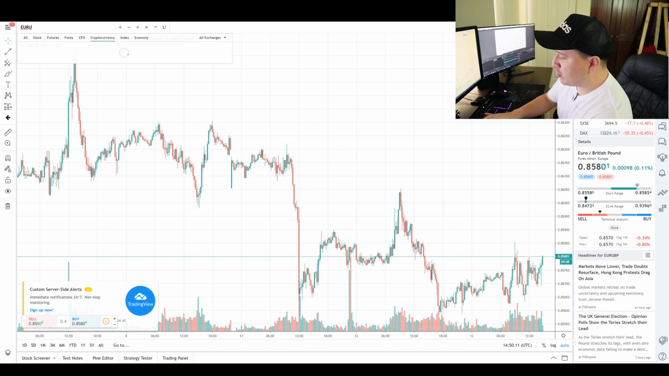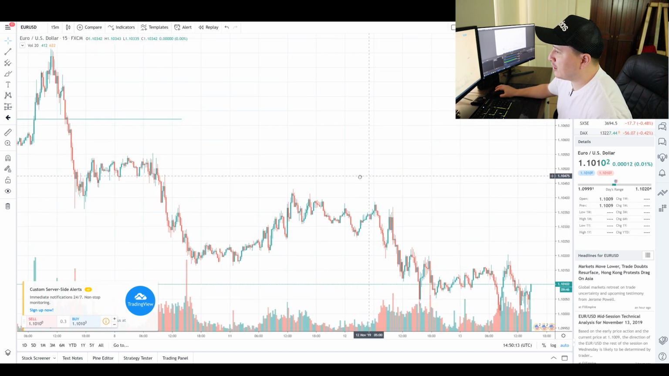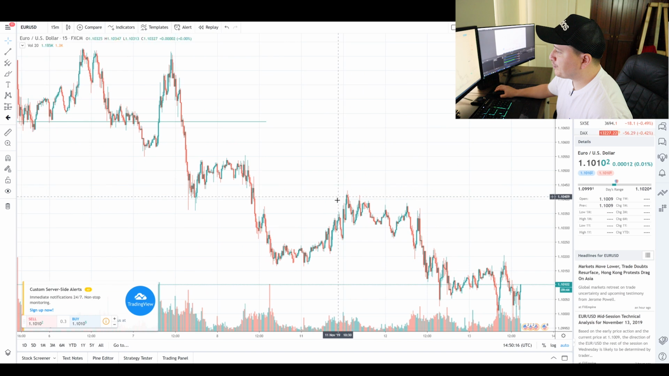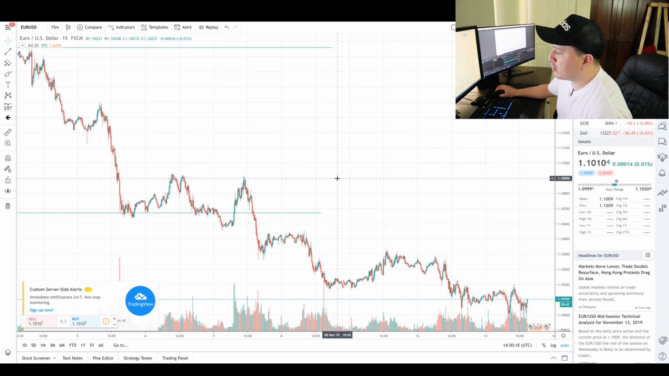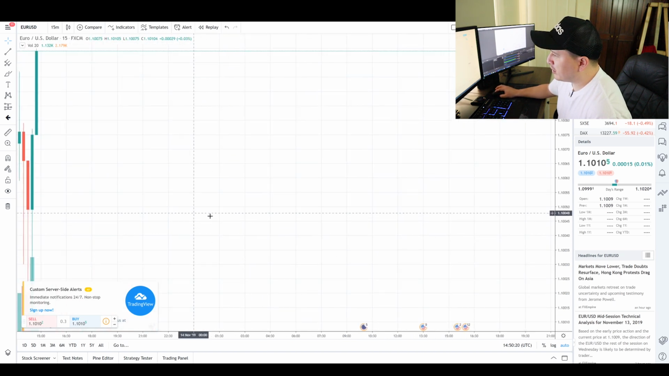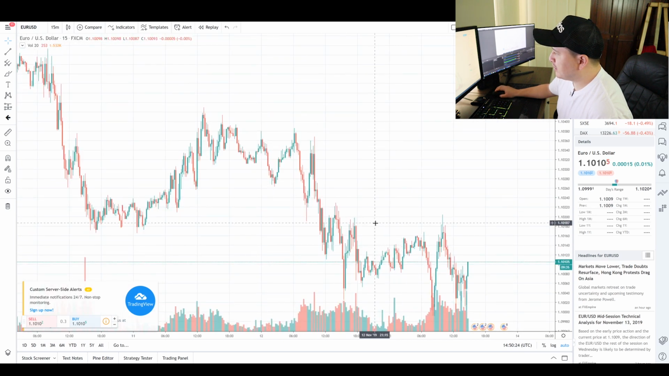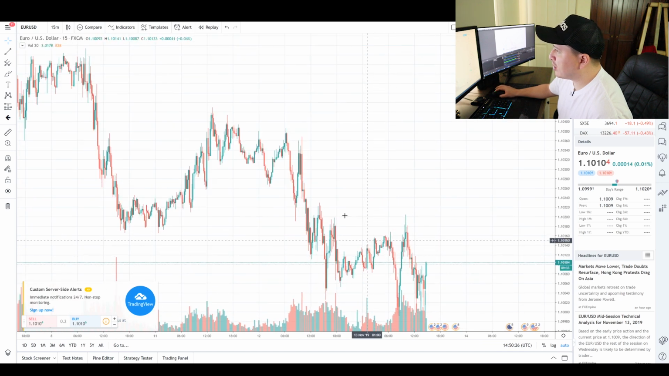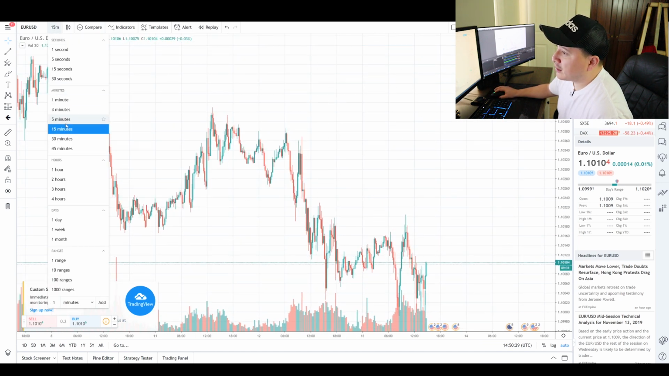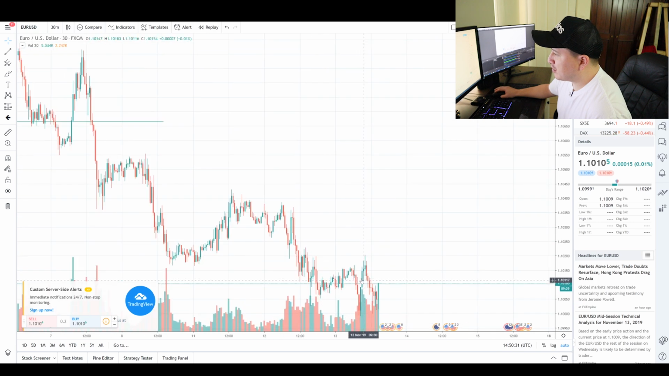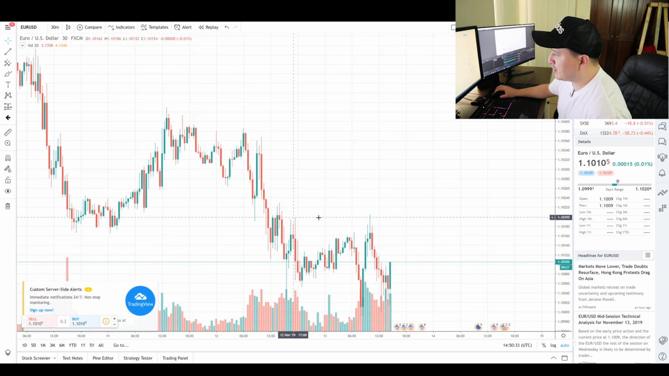Right now we're in Euro GBP. Let me switch to Euro USD, which is the pair that I use the most. Now, let me see what time zone is in here. 14 GMT. Okay, this is in GMT. Awesome. So right now we still haven't gotten to 16 GMT. Let me go ahead and change it to 30 minutes.